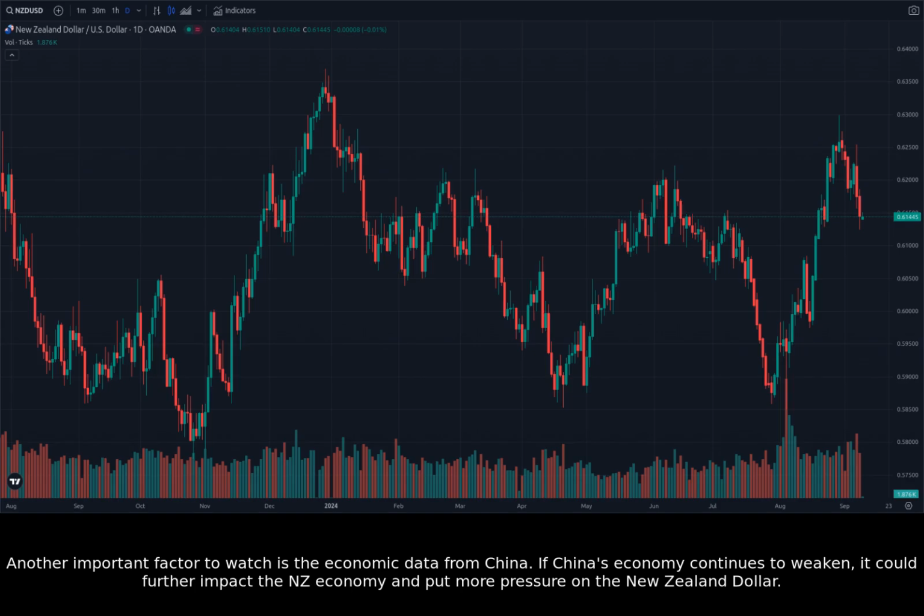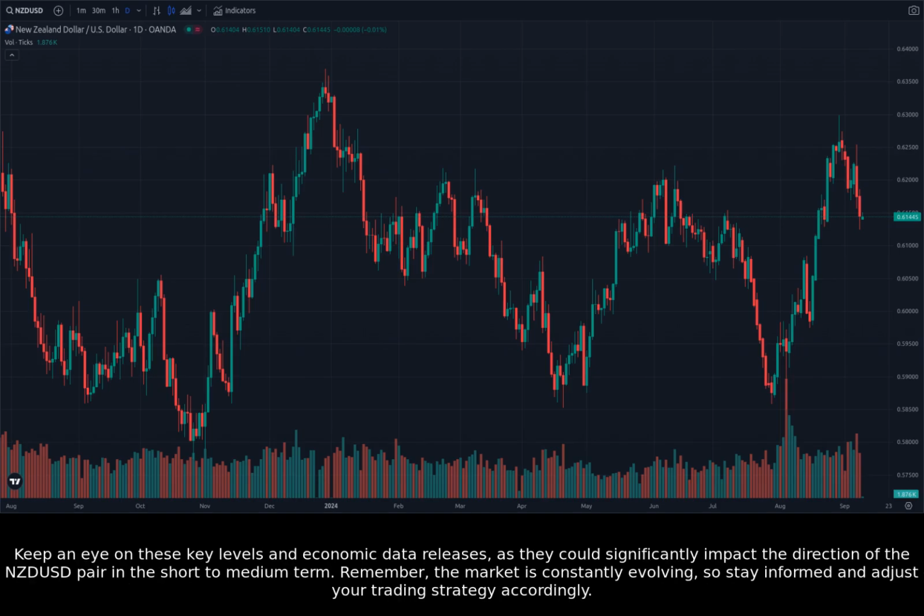If China's economy continues to weaken, it could further impact the NZ economy and put more pressure on the New Zealand dollar. Keep an eye on these key levels and economic data releases, as they could significantly impact the direction of the NZDUSD pair in the short to medium term.